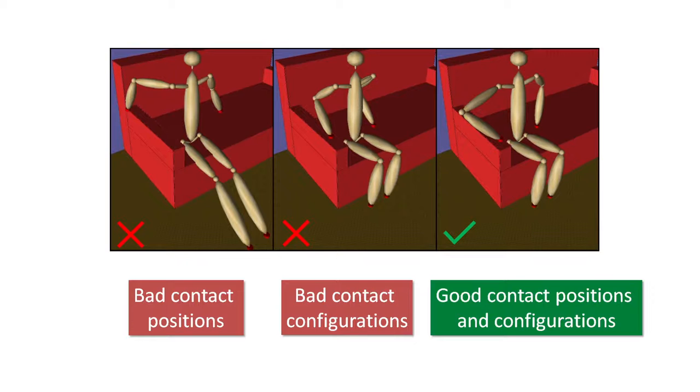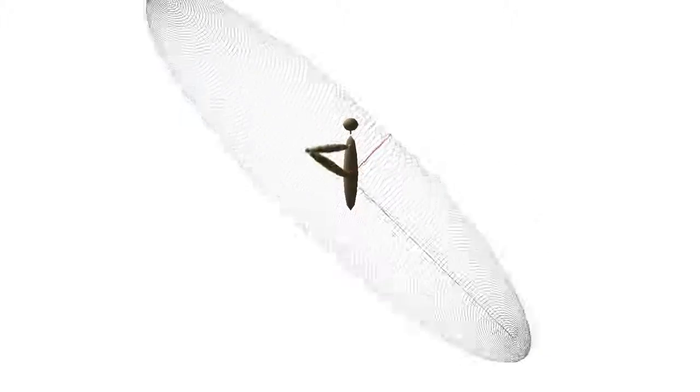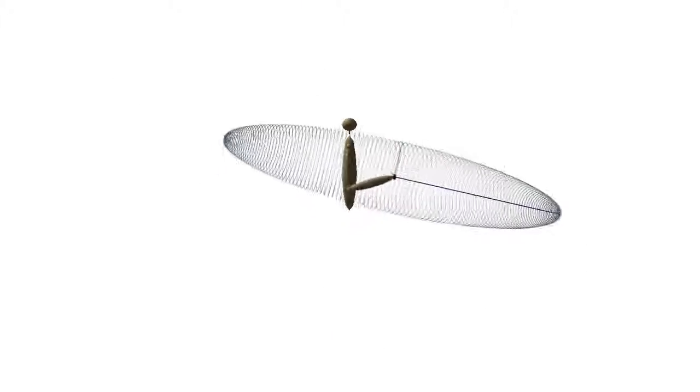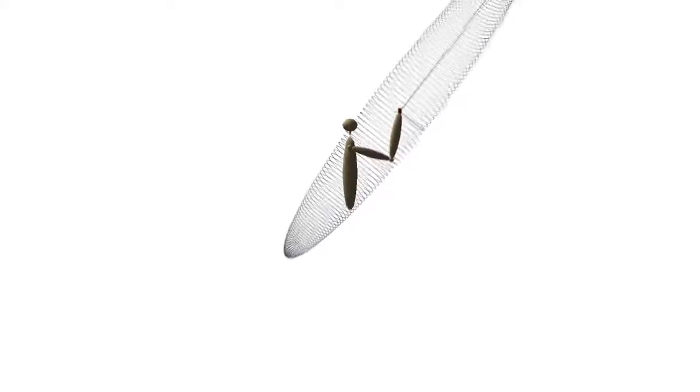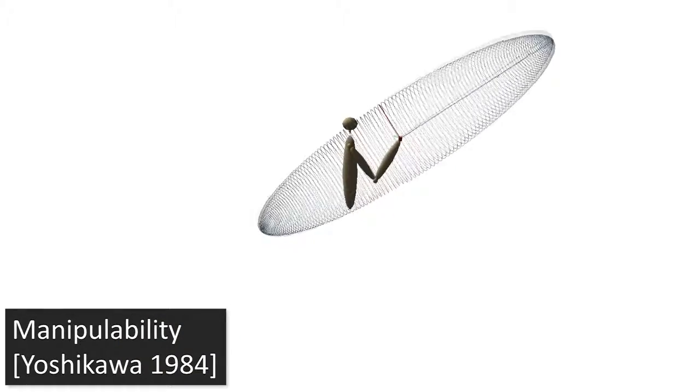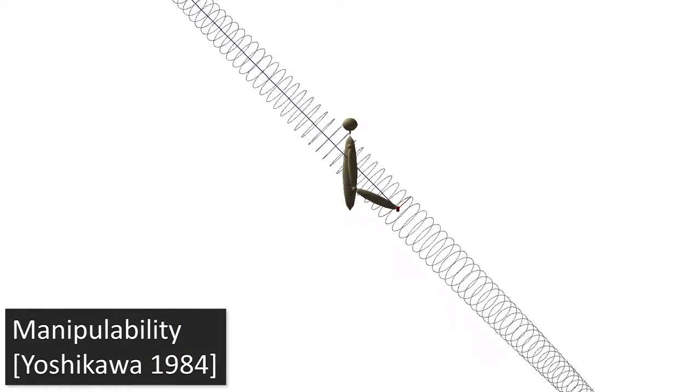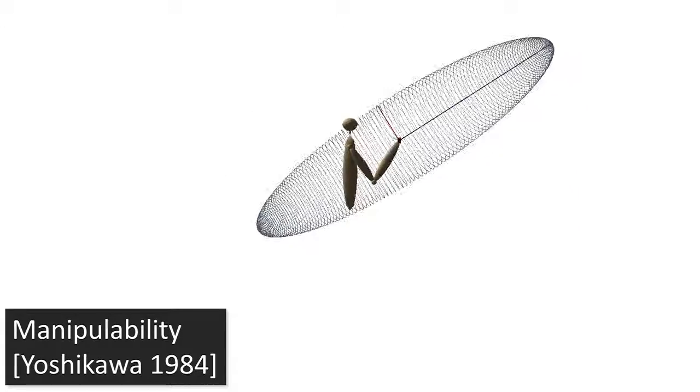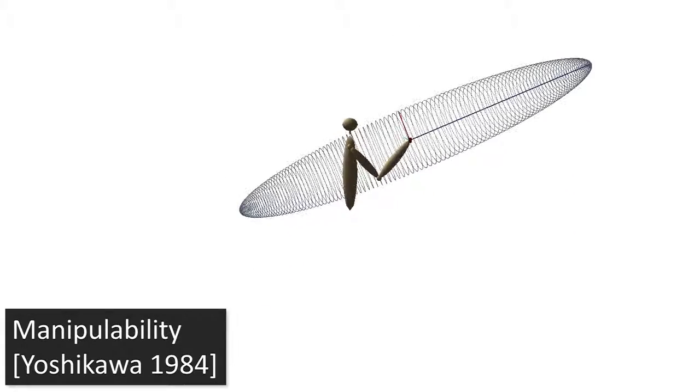To obtain a natural posture, we must find a good location for the end effector, but also a good configuration for the limb. But what is a good configuration? We address this question with a measure called the force transmission ratio. It is based on the manipulability ellipsoid. The length of the ellipsoid axis is proportional to the potential force that can be exerted in their direction.